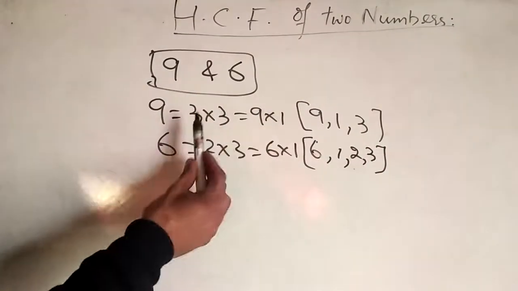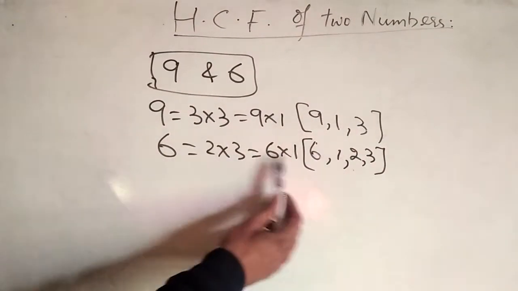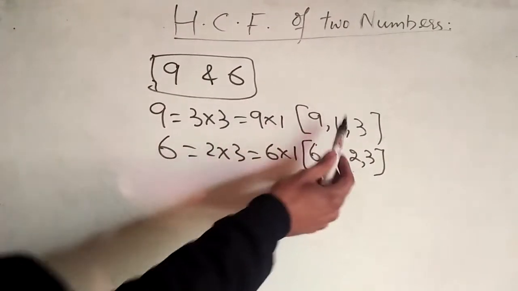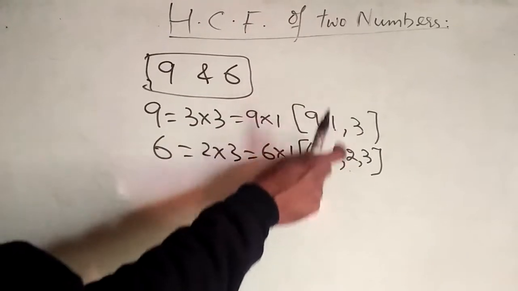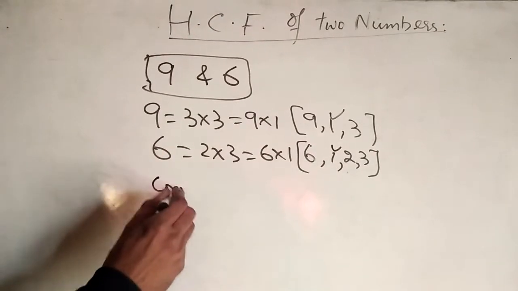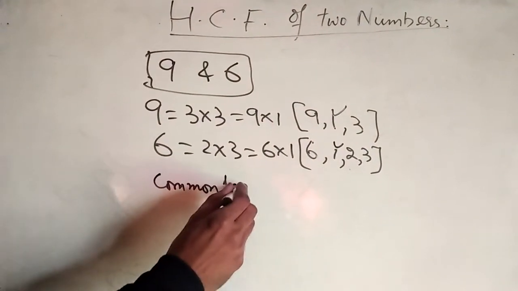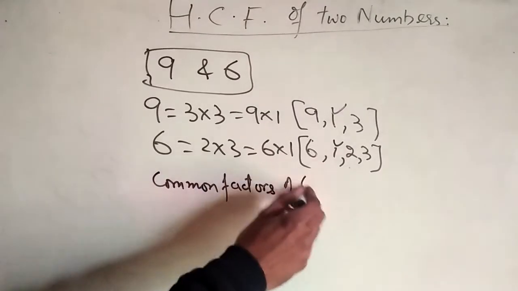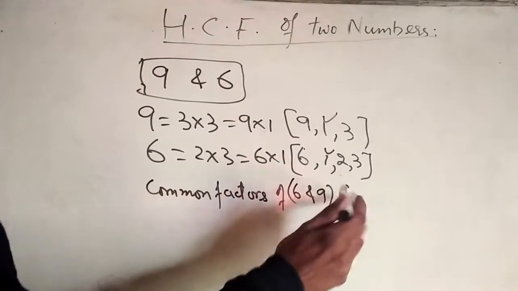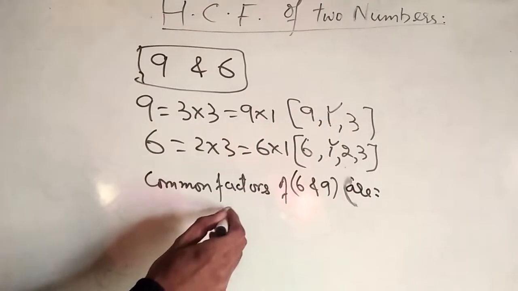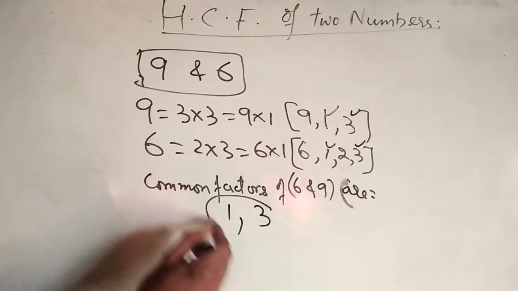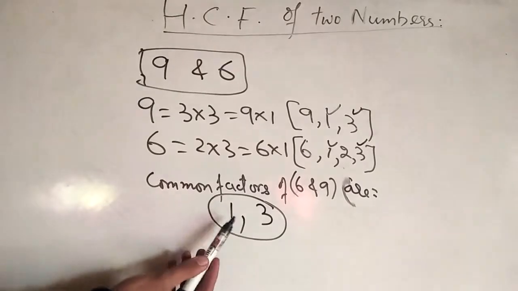So clearly the factors of 9 are 9, 1, 3. The factors of 6 are 6, 1, 2, 3. Among these factors, the common factors which are present in both are 1 and 3. So the common factors of 6 and 9 are 1 and 3.